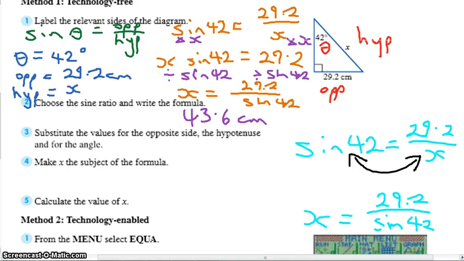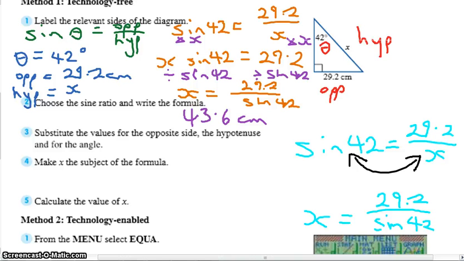What we did was a two-step process. We multiplied both sides by the x to get it away from the bottom of the fraction. Then we had to divide by the sine 42 to get it away from the x. Does that make sense? In the end, what you have done is you've swapped those two around. That's all you've done. But you just have to show all your working out.